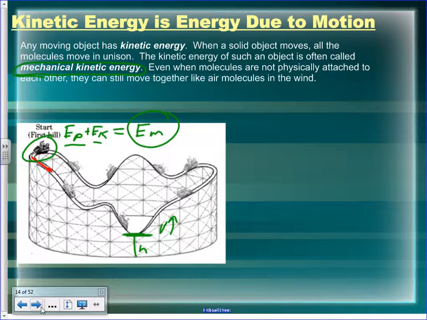So even when molecules are not physically attached to each other, they can still move together, like they can with wind. We call this mechanical kinetic energy. The air molecules in this room right now that are moving randomly have thermal kinetic energy. Their movement would slow as they cool, or increase as they were to heat up.